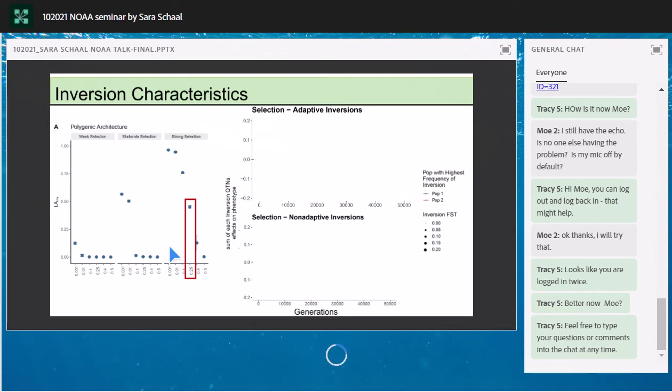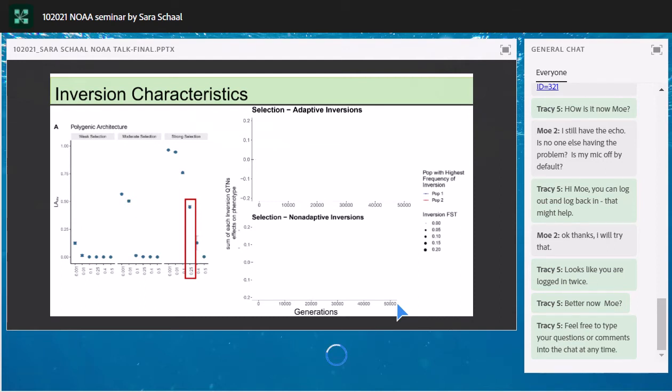And so just to show you what is happening in the background for the simulation, just for an example simulation, this is the one that we're interested in, which is high migration, strong selection. What I'm going to show you is what's happening through time. Each line is going to represent a different inversion, and it's going to show the sum of all of the QTNs present inside the inversion and how much they affect the phenotype through time. And the bubble point is going to be how diverged it is, so the FST value.